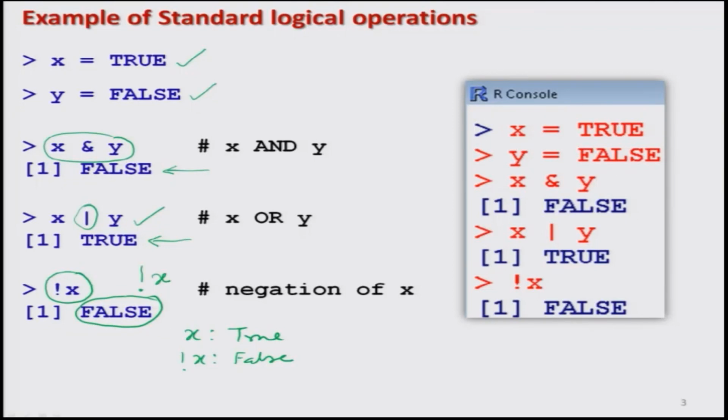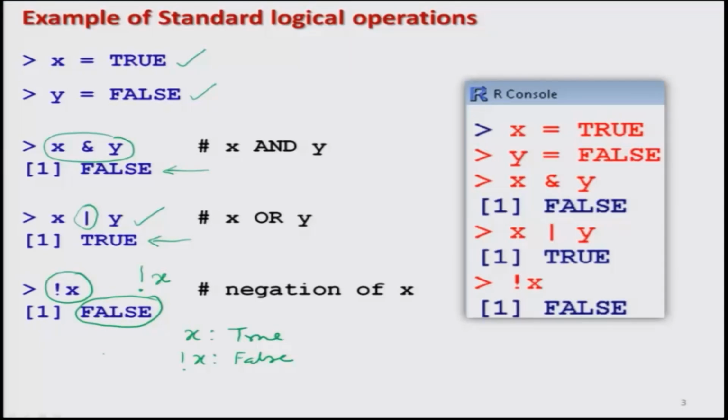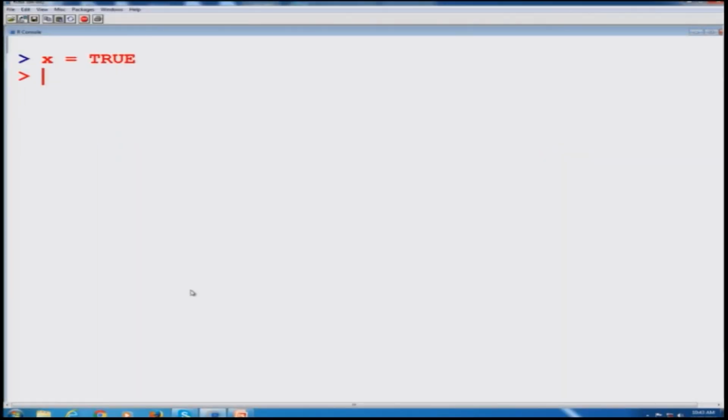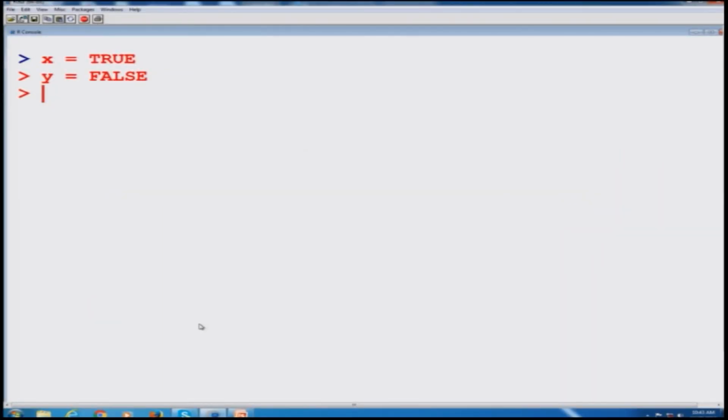Let us try to do the same thing here over the R console. So now I try to define my X as true and Y to be false. Now you can see I will try to do all the operations X and Y and so on, and let us try to see what happens. For example, if I try to do X and Y, you can see this is false.